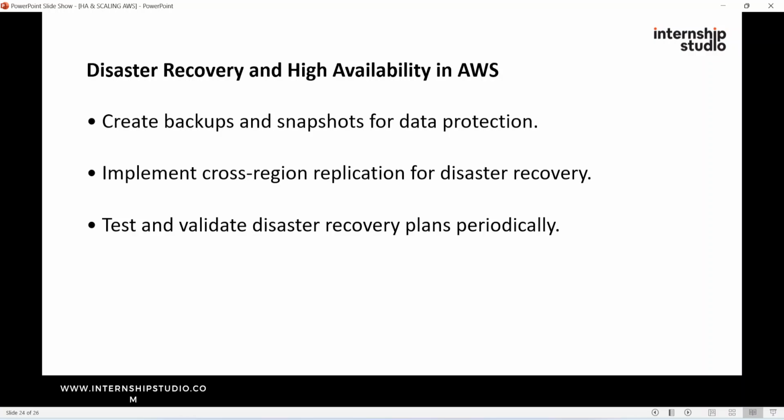Next is disaster recovery and high availability in AWS. We can create backups and snapshots for data protection. We can implement cross-region replication for disaster recovery. And then we can test and validate disaster recovery plans periodically. For example, we can have our SRE teams always test this by injecting some faults in the available systems and validate our fault tolerance plans.